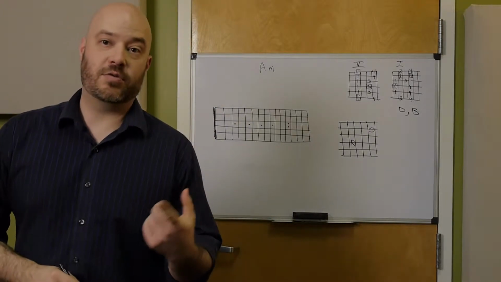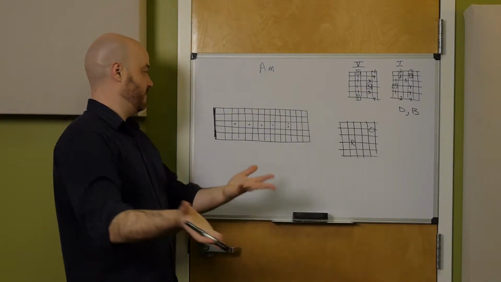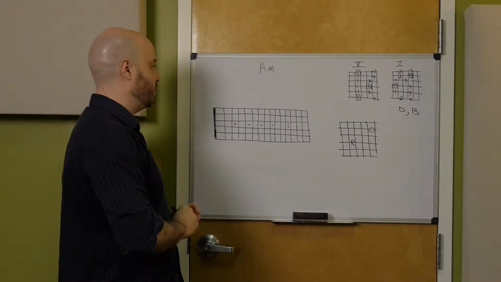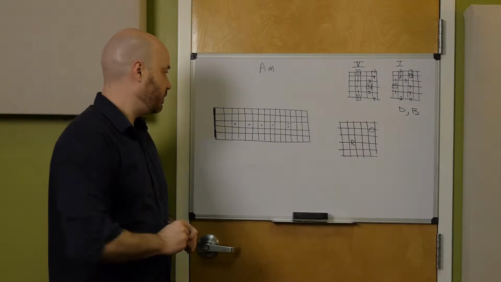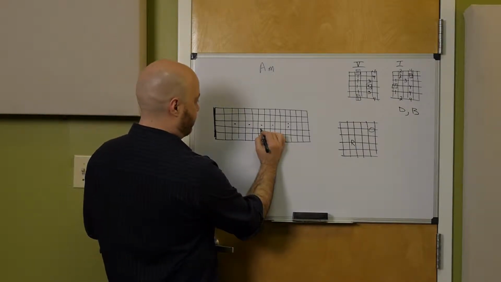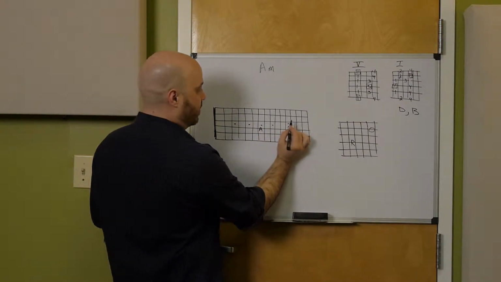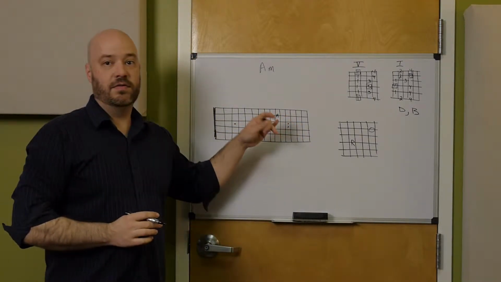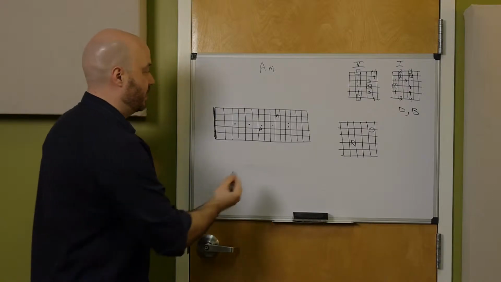Quick, answer this question. On the D string, where do you find an A? On the B string, where would you find an A? On the D string, it's going to be on the 7th fret. And on the B string, it's going to be on the 10th fret. One whole step down from the B is an A.